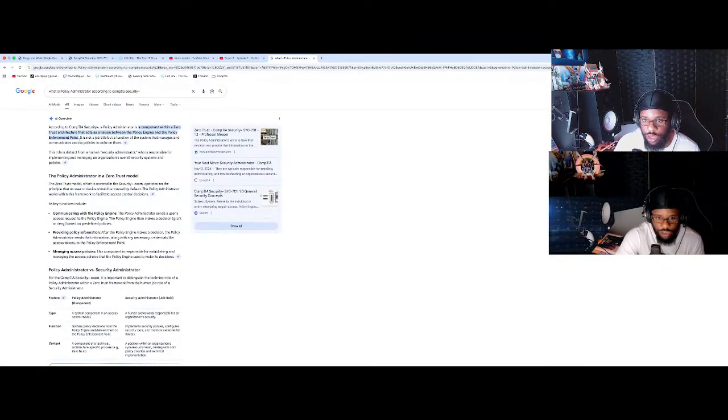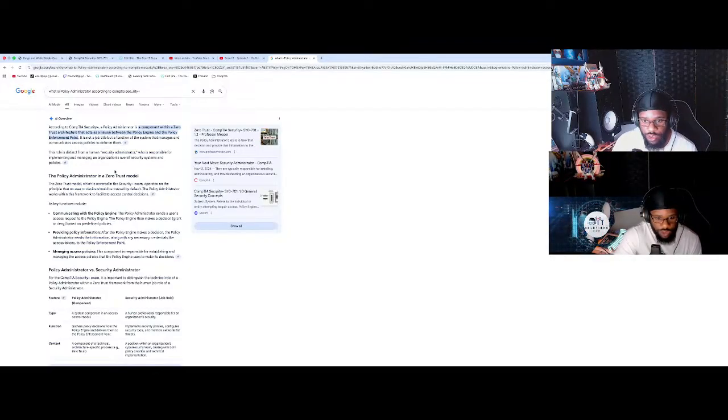According to Security Plus, a policy administrator is a component within a zero trust architecture that acts as a liaison between the policy engine and the policy enforcement point. It is not a job title, but a function of the system that manages and communicates access policies to enforce them. This role is distinct from a human security administrator who is responsible for implementing and managing an organization's overall security systems and policies. Huh, interesting.